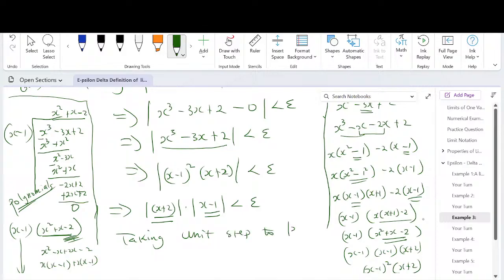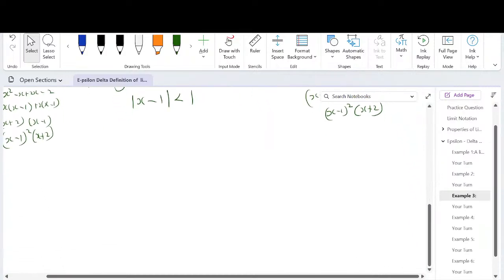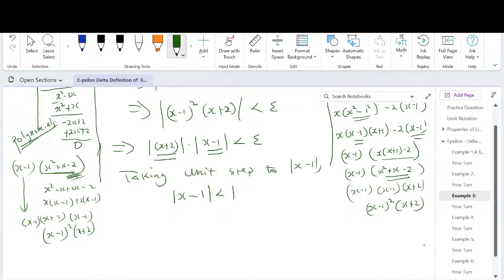So taking the unit step to the absolute value of x minus 1, we have the absolute value of x minus 1 is less than 1. According to this, it means minus 1 is less than x minus 1, and x minus 1 is less than 1.